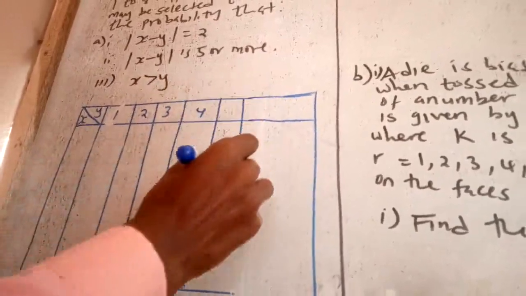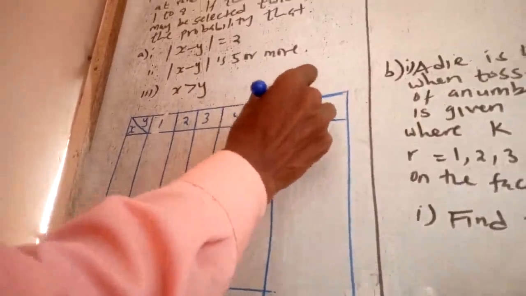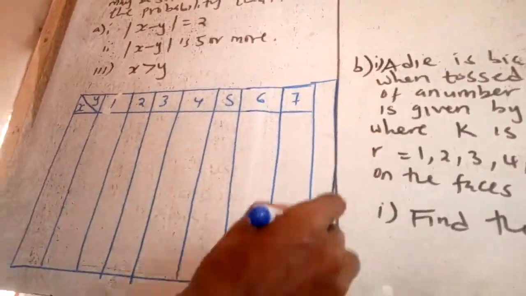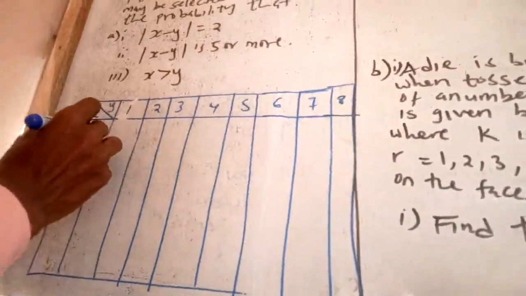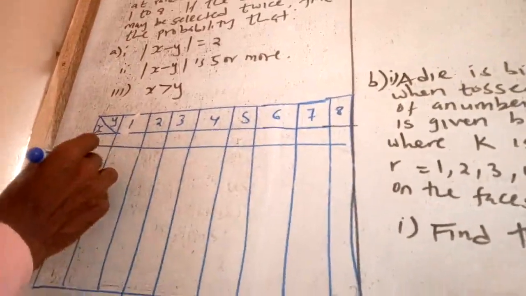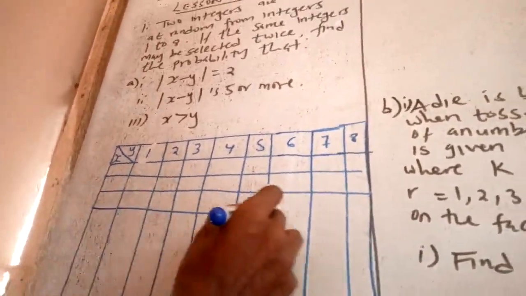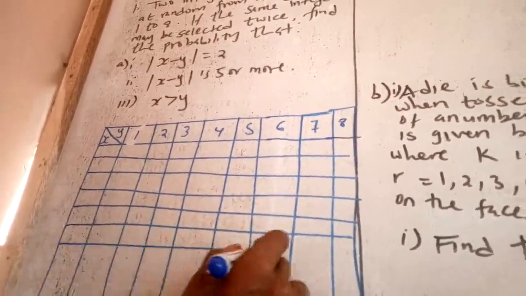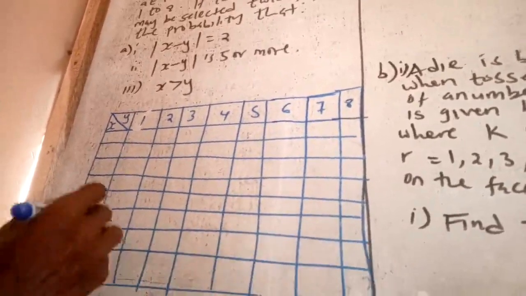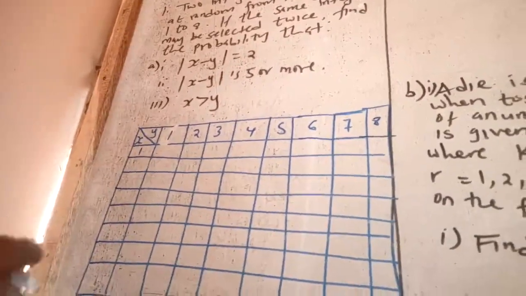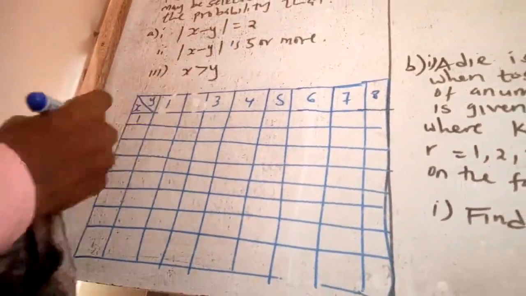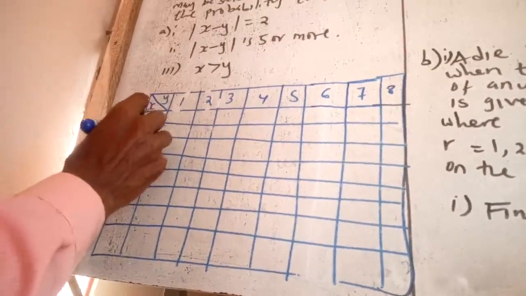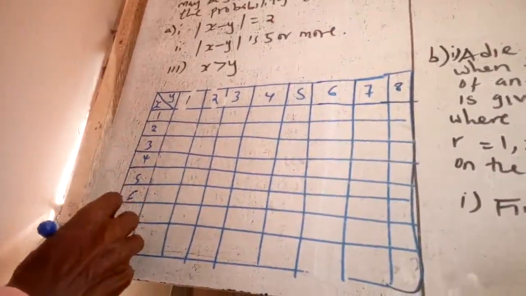So I have 1, 2, 3, 4, 5, 6, 7, and the last one, that is 8. The same case applies to the other one: number 1, number 2, number 3, number 4, number 5, number 6, number 7, and lastly number 8. I should use a different pen. I have 2, 3, 4, 5, 6, 7, 8.